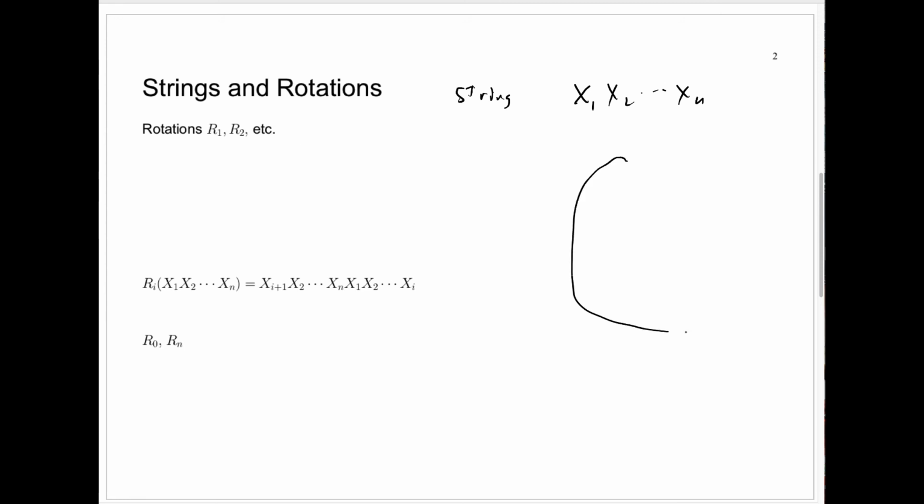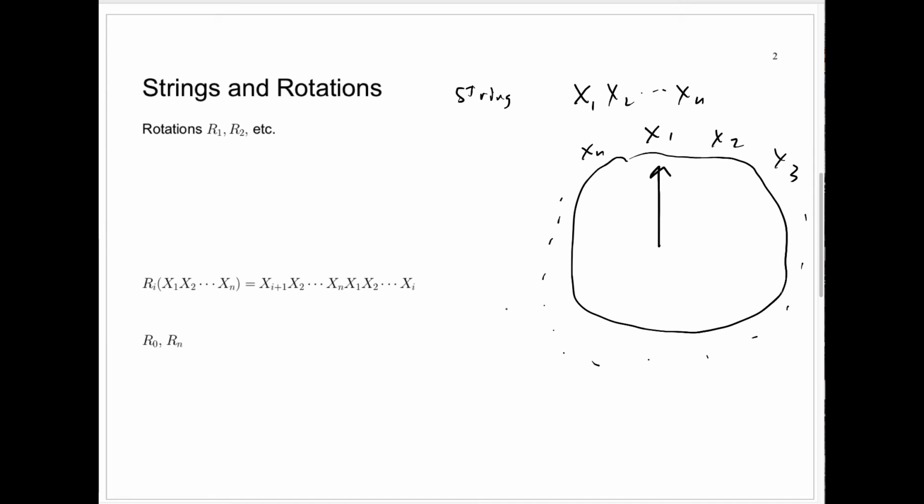Imagine that you take the string and put it around the table like this. x1, x2, x3, and you keep going around all the way here till you get to xn. And I'm just going to put the arrow here. The x1 is at the head of the table. When we talk about the rotation R1 applied to the string, we mean imagine that we rotate everybody 1 unit counterclockwise. Or equivalently, we just designate the head of the table by rotating this way. This is our new head of the table.